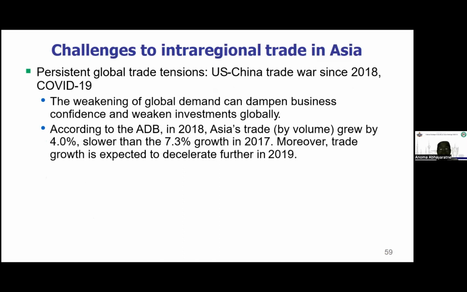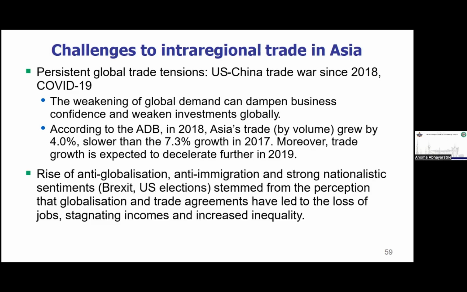So these are the challenges to interregional trade in Asia: persistent global trade tensions, US-China trade war, and India-China, they also compete with each other. COVID-19, all these have weakened global demand. And it has also weakened investments. Rise of anti-globalization, anti-immigration, and strong nationalistic sentiments like Brexit, US elections. So these came out because globalization and trade agreements have led to the loss of jobs, stagnating incomes, and increased inequality.